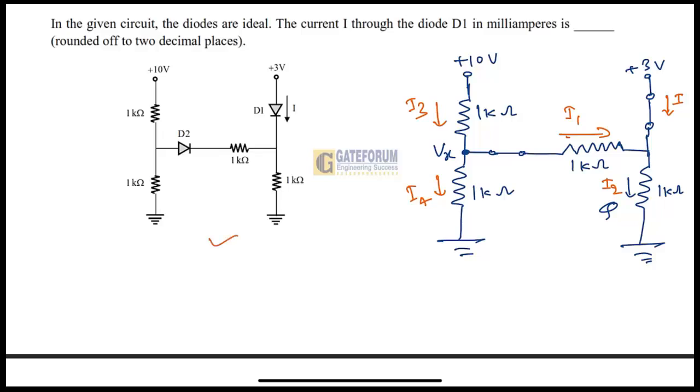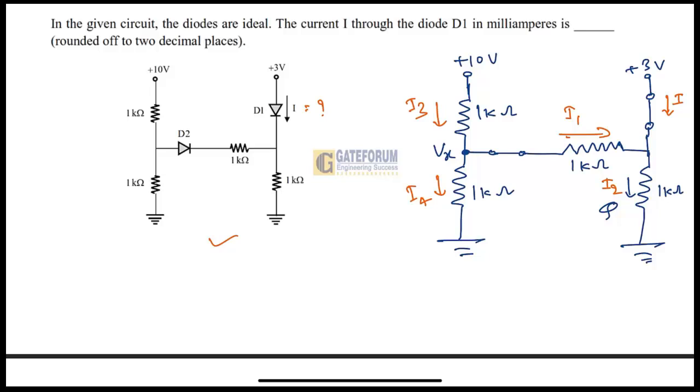And this question was asked in GATE 2024 for the electrical branch from the subject of analog circuits. And from analog circuits, this question is taken from the topic of multi-diode circuits. So in this circuit, as per the information given, we have to find the value of I, which is passing through this D1 diode.